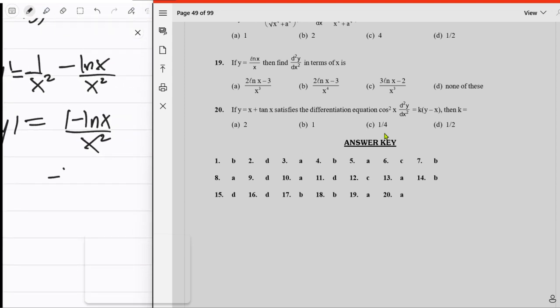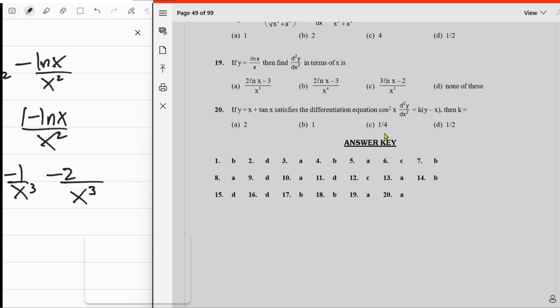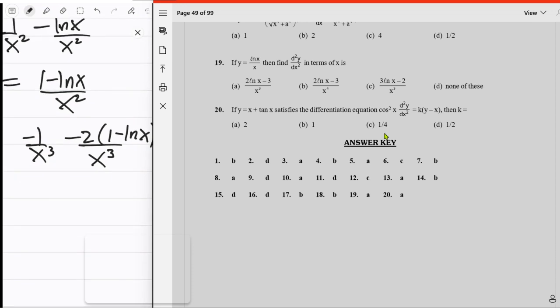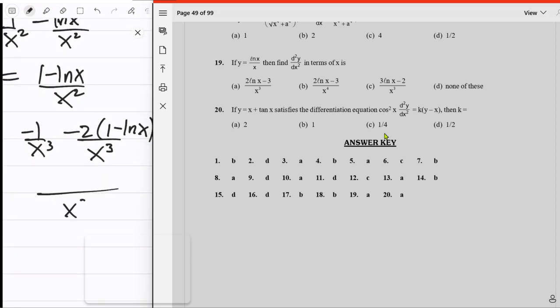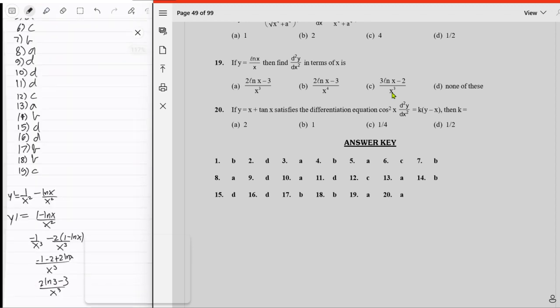Getting rid of this guy, it's just negative 1 upon x cube, then negative 2 upon x cube times 1 minus natural log of x. Right, just x cube. But negative is not supposed to be there. Like negative 1, negative 2 plus 2 natural log of x. So 2 natural log of x minus 3 upon x cube, which is C. Next question. 20.